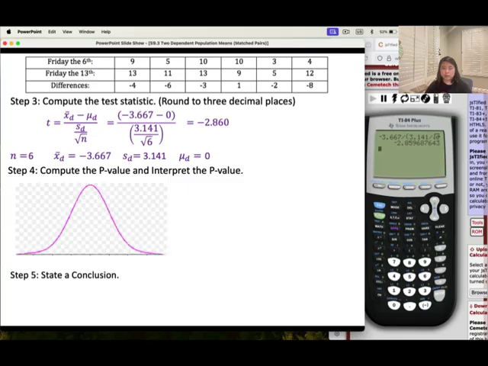Okay, find out the p-value. So we have a two-tailed test, -2.86 here. P-value will be the area of the left tail plus the area of the right tail. So p-value will be equal to lower value, upper value, and then degree of freedom, which is going to be n minus 1, which is going to be 5. And then make sure you multiply by 2 because you do have 2 tails. You should get 0.0354.